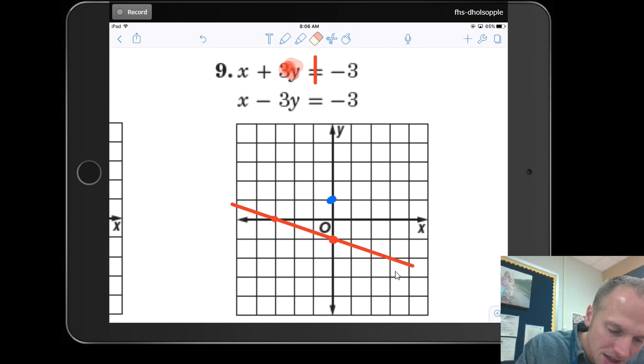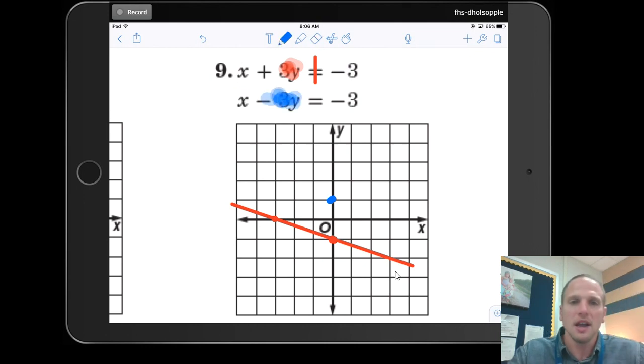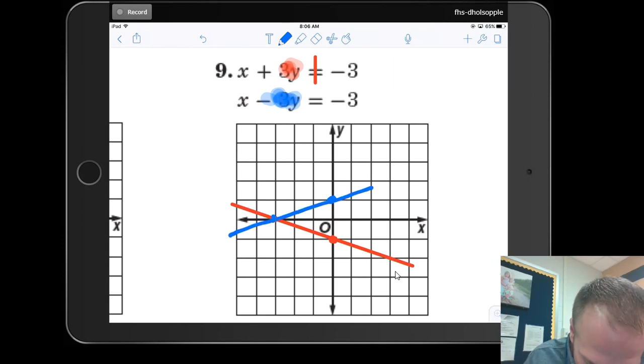And now let's find the x-intercept. Ignore that -3y. So now it's already solved for x. That x-intercept is just -3. So I'm going to put a dot at -3. And I'm going to draw my line. Okay.